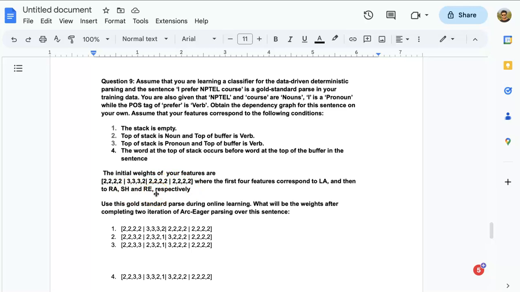Now what they are saying is: okay, use this gold standard parse during online learning, and what will be the weights after completing 2 iterations of the arc parsing over the sentence? So they are saying we have this parser and the initial weights are given. What will be the weights after the 2 iterations of this arc parsing? The initial weights are given, so what will be the weight for the next step? Okay, so let's do it.